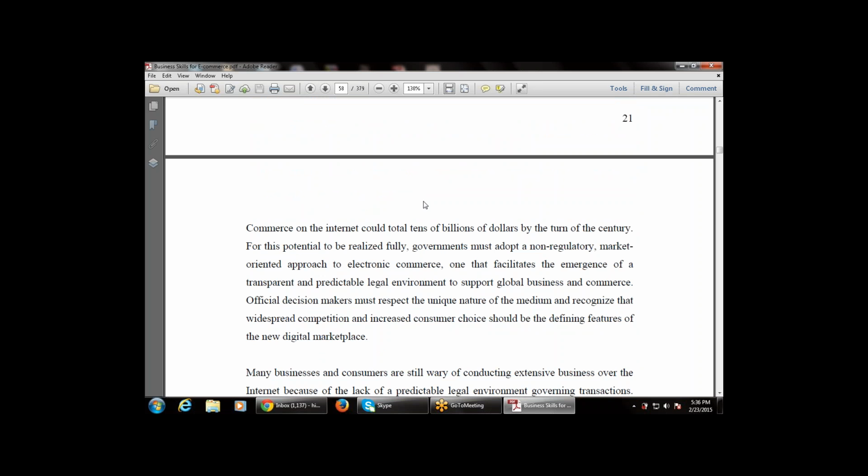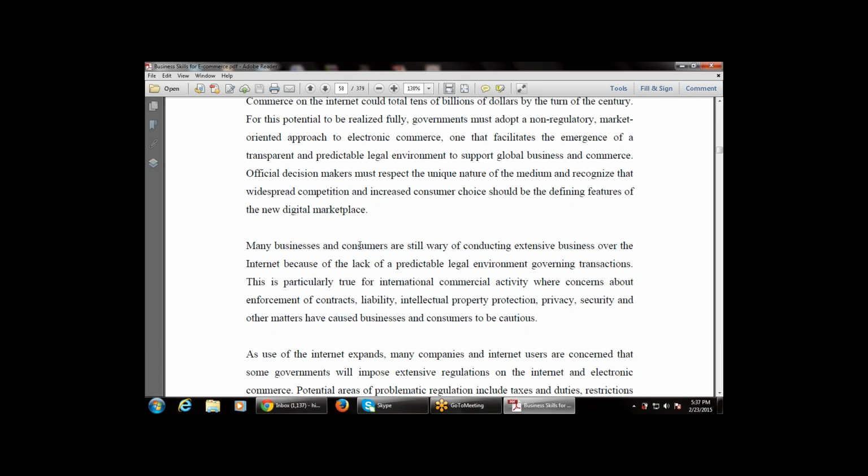Commerce on the internet could total tens of billions of dollars by the turn of the century. For this potential to be realized fully, government must adopt a non-regulatory, market-oriented approach to e-commerce, one that facilitates the emergence of a transparent and predictable legal environment to support global business and commerce. Official decision makers must respect the unique nature of the medium and recognize that widespread competition and increased consumer choice should be the defining feature of the new digital marketplace.